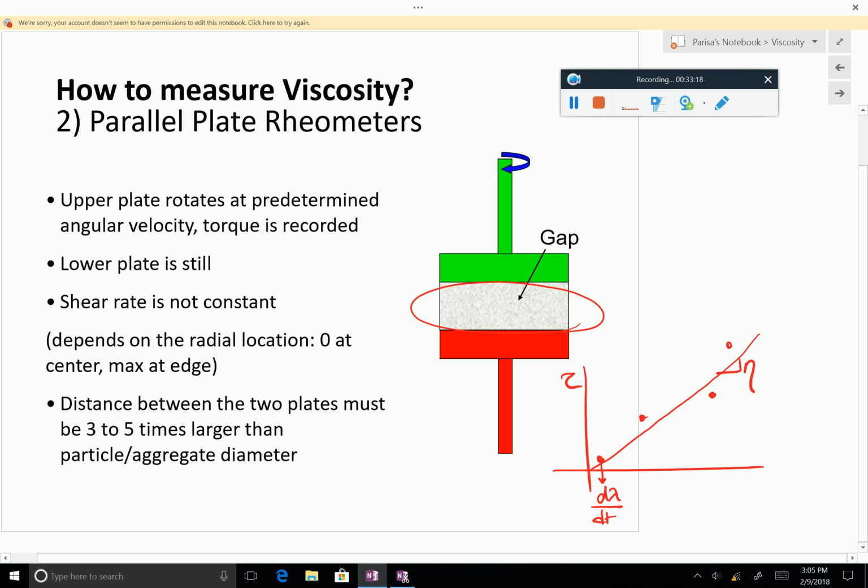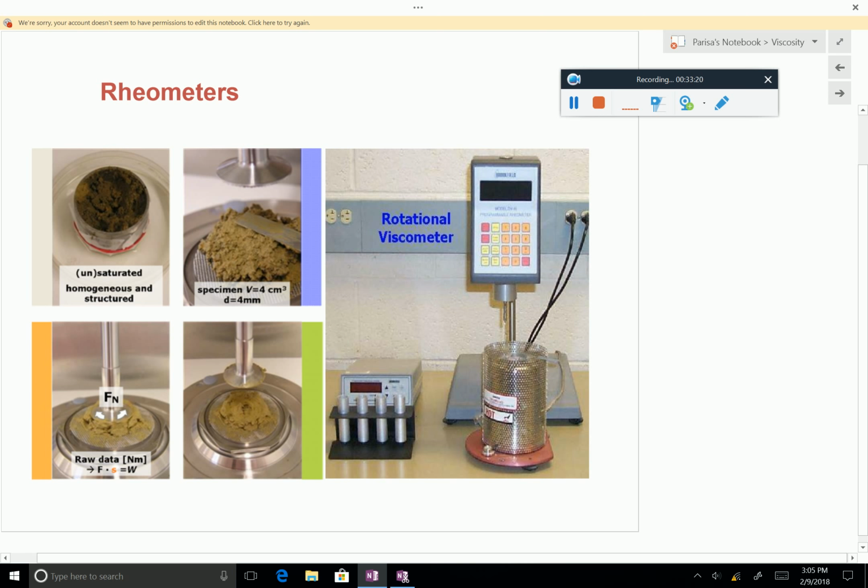To see how it looks, for example here, a soil specimen. So basically you have this apparatus, this is the top plate which is actually rotating. You place the specimen, and this one rotates, and here you measure the torque and you measure the strain rate. This is how it works.